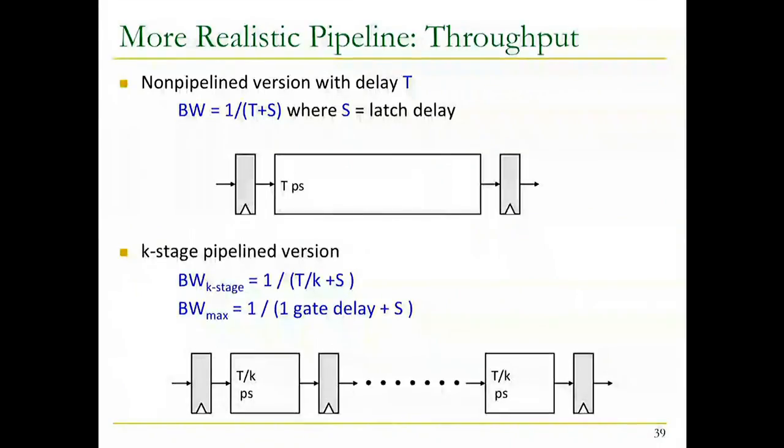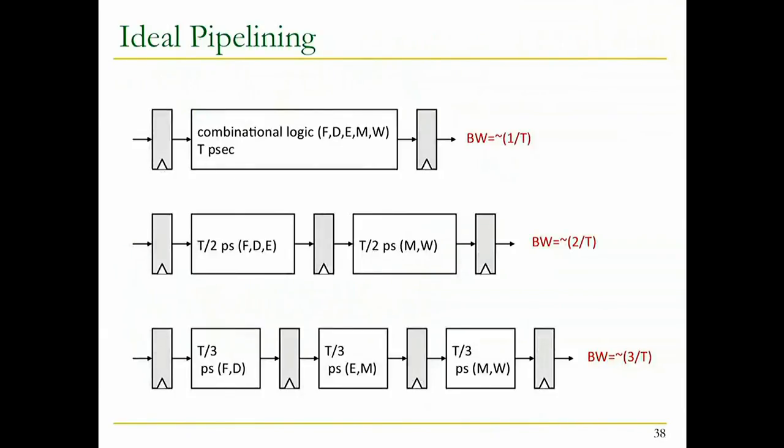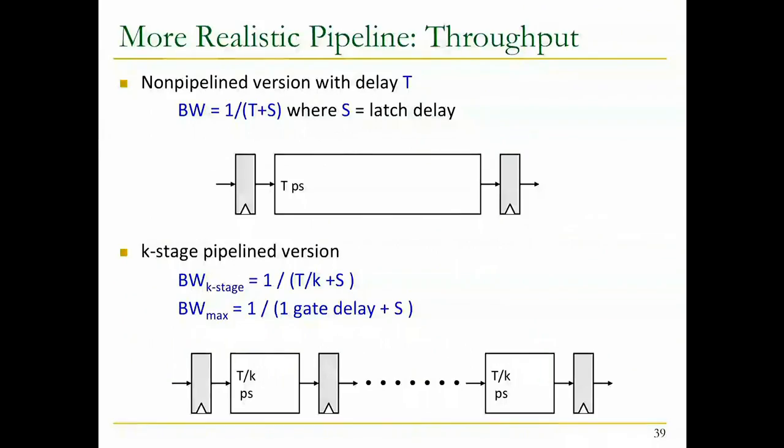Now, the problem is there are a lot of overheads over here. At the hardware level, you basically have a latch delay. It's not just the T, this combinational logic delay, but there's also the latch delay. So your throughput is really 1 divided by T plus S, where S is the latch delay. Now, if you do a pipelined version over here, each stage's throughput is 1 divided by T divided by K picoseconds plus S. So if you think about it, the maximum bandwidth that you can get is the minimum combinational logic over here, 1 gate delay, plus you still pay the latching overhead.